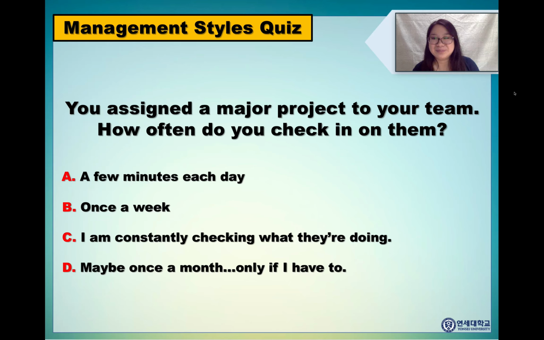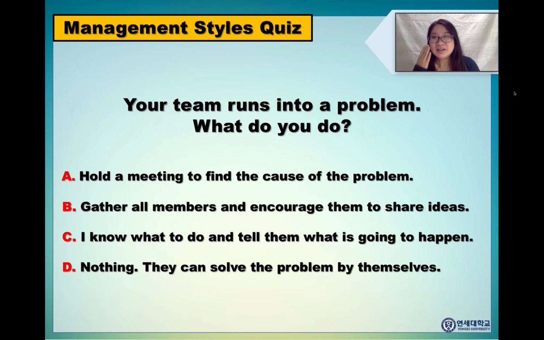Number 2, your team runs into a problem. What do you do as the manager? A, hold a meeting to find the cause of the problem. B, gather all members and encourage them to share ideas. C, I know what to do and tell them what is going to happen. Or D, nothing. They can solve the problem by themselves.